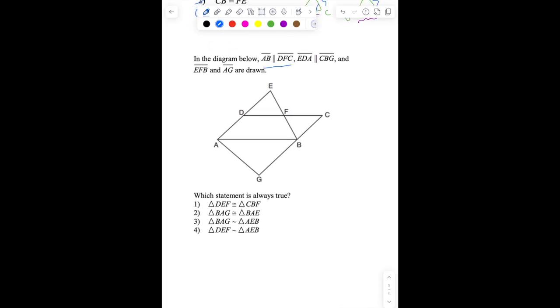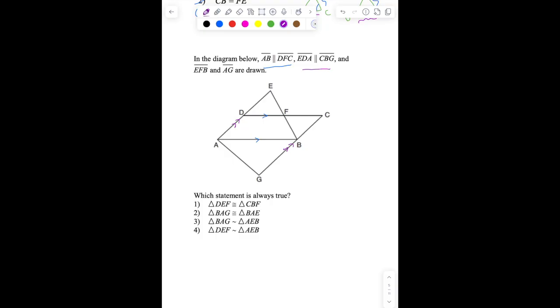Here we're given the information that AB is parallel to DFC, that EDA is parallel to CBG, and we're asked which statement is always true. So the first two answer choices are about triangles being congruent, and the second two are about triangles being similar.